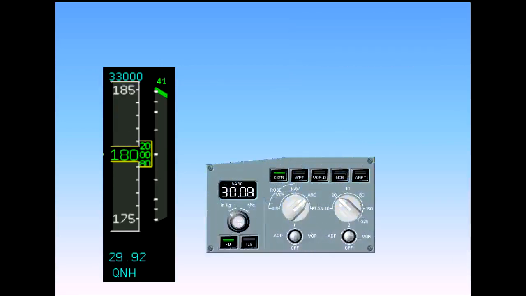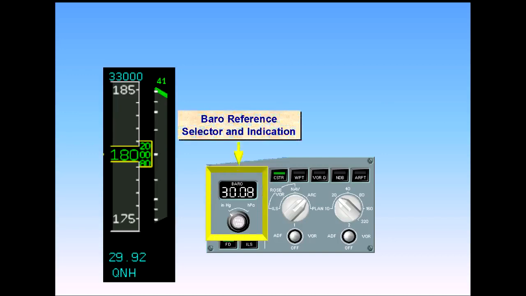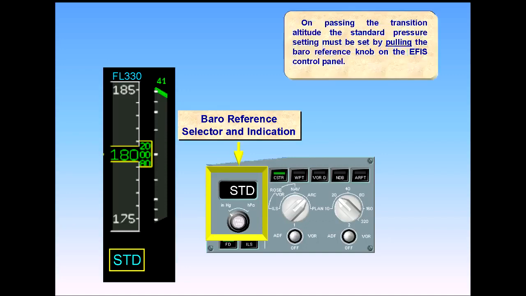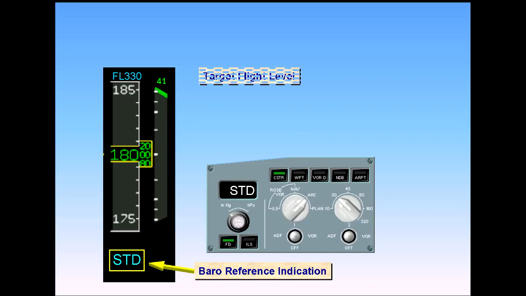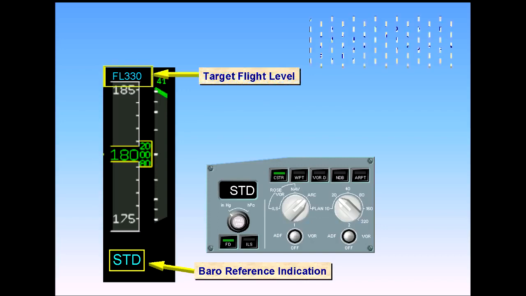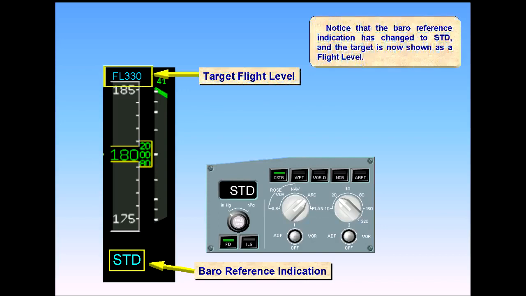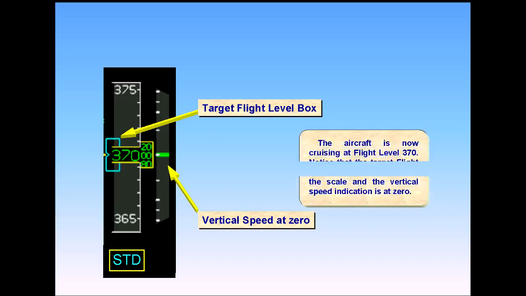On passing the transition altitude, the standard pressure setting must be set by pulling the baro reference knob on the EFIS control panel. Notice that the baro reference indication has changed to STD, and the target is now shown as a flight level. The aircraft is now cruising at flight level 370. Notice that the target flight level box is in the middle of the scale, and the vertical speed indication is at 0.